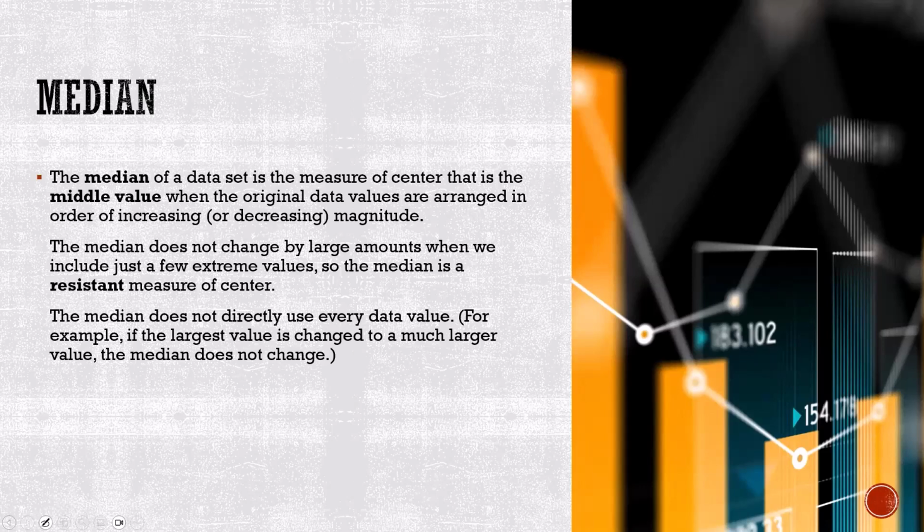If I have a set of data and I change the maximum value from 100 to 10,000, it's not going to change the median, right? Because the middle value still won't change. So summary of this: median is middle, it's outlier resistant.